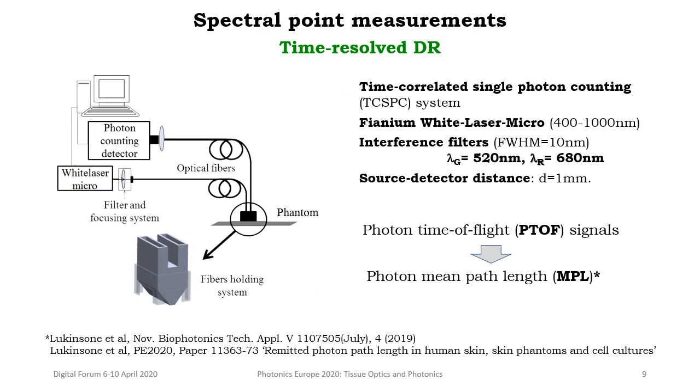Remitted photon propagation time, or photon time of flight, was measured by a time-correlated single photon counting system and white laser with broad emission spectrum. The wavelengths were selected by using interference filters. In this study, we measured signals at 520 nanometers and 680 nanometers at source detector distance of 1 millimeter. The measured signals were used for mean path length evaluation, and detailed description of calculation you can find in our papers mentioned below.